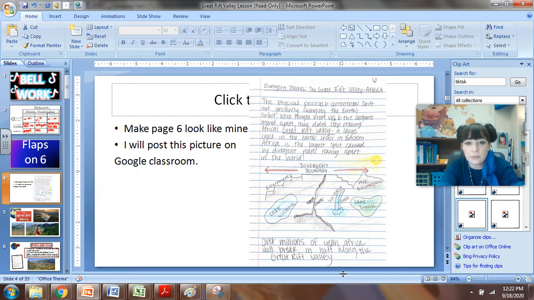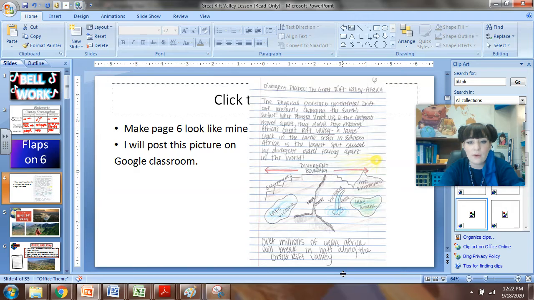So they say the physical processes and continental drift are constantly changing the Earth's surface. When Pangaea broke up and the continents moved apart, they didn't stop moving. Africa's Great Rift Valley, a large crack in the Earth's surface in eastern Africa, is the longest split caused by divergent plates tearing apart in the world.